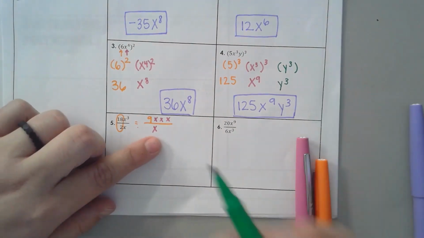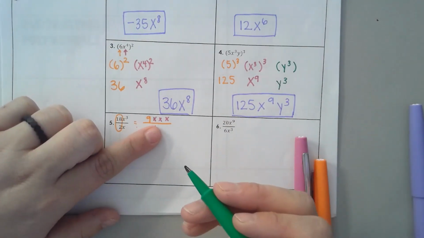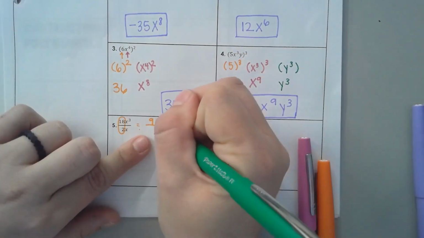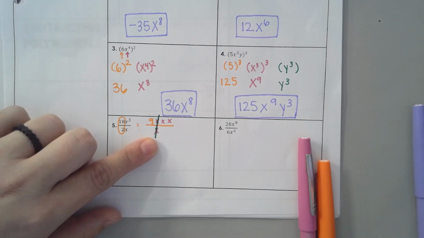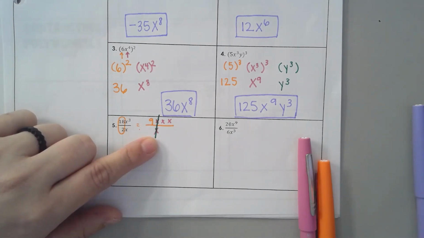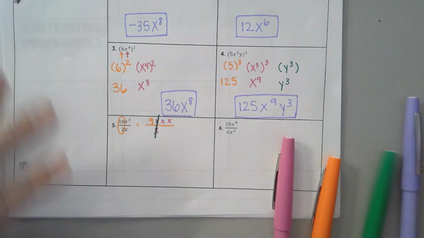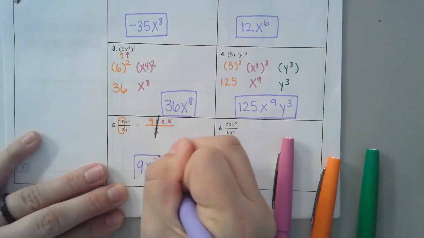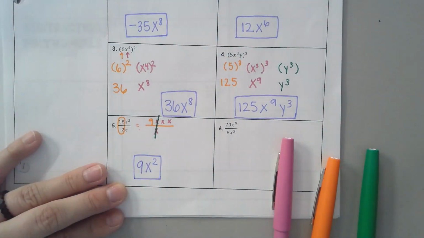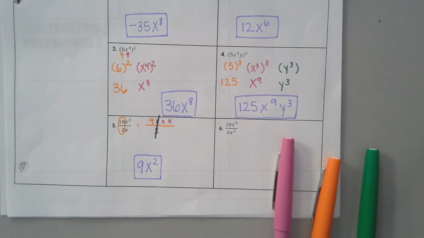When we're dividing, we technically think that we cancel out. So I want to cancel one x on top and one x on bottom. Can I do that anymore? No, so I'm done. My answer is 9x squared, because I had 2 of those x's left on the top. So if I started with x cubed on top, x on bottom, I was able to cancel out one set of x's.